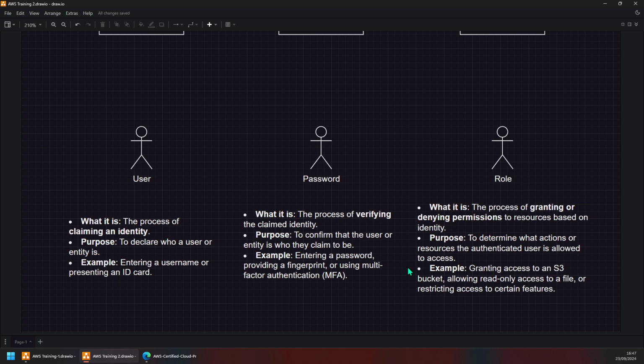An example is entering a username and presenting an ID card. So this claims that this is your identity. The next one is your password. Password is the process of verifying the claimed identity. Without the authorization on the access card, remember that you cannot enter the premises even though you prove your identity. Okay, if your access card is expired or it's not working, then you need to go to the security team, provide your identity proof, and then get your access enabled.